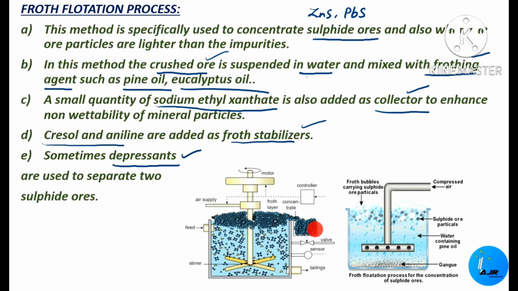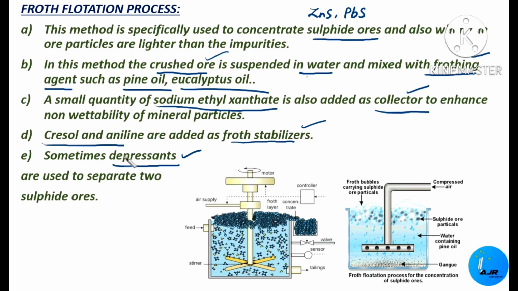And what happens to the gangue particles or the impurities? They will be settling down. They are preferentially wetted by the water and settle down at the bottom. So the gangue particles will be settling down because they are wetted by water, whereas the sulfide ores will be taken up by the froth or the bubbles to the surface, and from the surface they will be skimmed off, taken out and dried, and we can remove the sulfide.